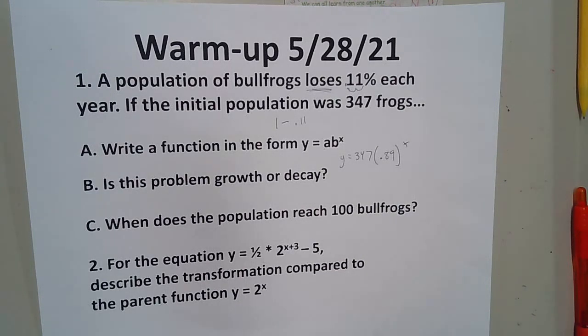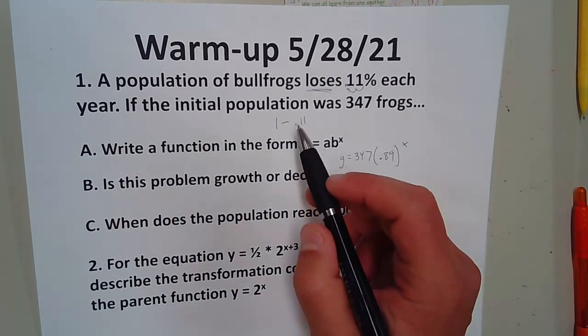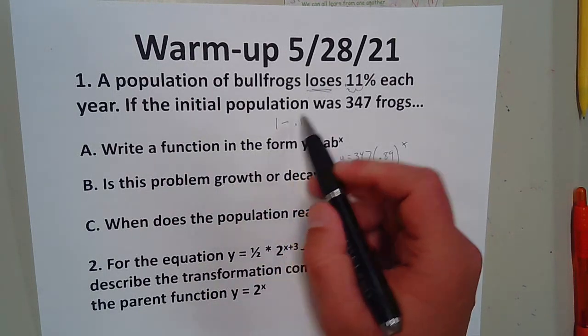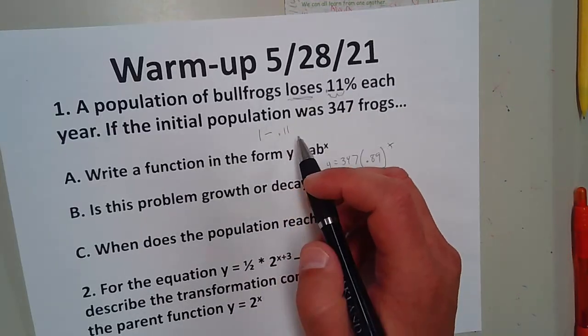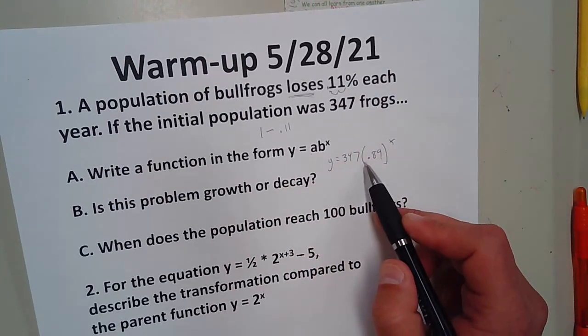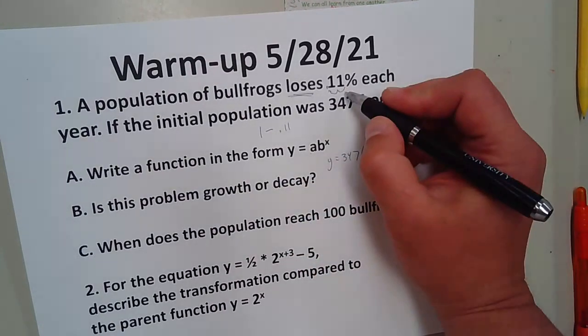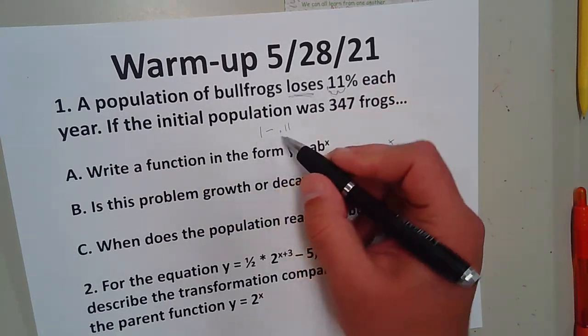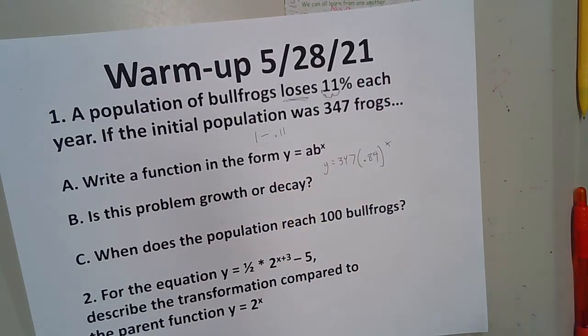That seems to be the place where most people have trouble. So again, just to recap it real quick, it's always 1 plus or minus your rate as a decimal. So if this said they were gaining 11%, this would simply be a plus, and it'd be 1.11. All right? But again, make sure you convert this to a decimal, and then add or subtract it to 1, depending on whether it's growth or decay.